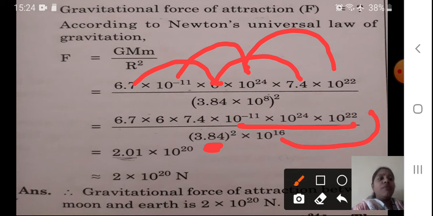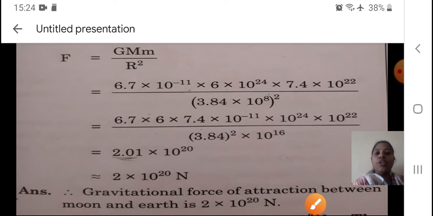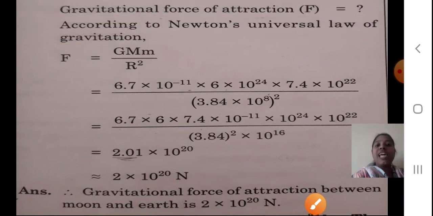So when you solve these steps in the notebook, you will understand. You are going to do this calculation manually, on your own, not using a calculator and all.